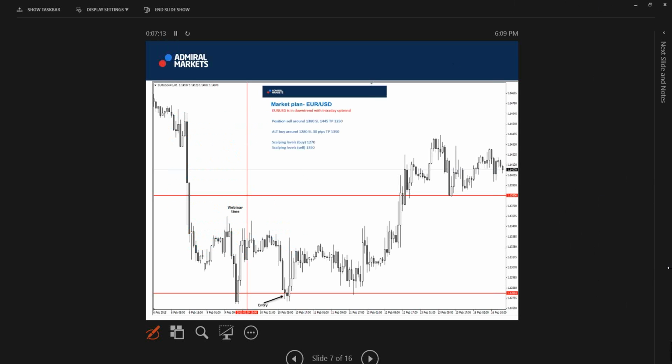So, market plan euro dollar. Euro dollar is in downtrend. It was from the last week, and we waited basically for either a sell position or a buy position. And what happened is, this is the time of the webinar. You can see the time of the webinar, and the entry happened at this point here. You can see the entry here, and basically that was 70 pips, because the target was 1.1350.